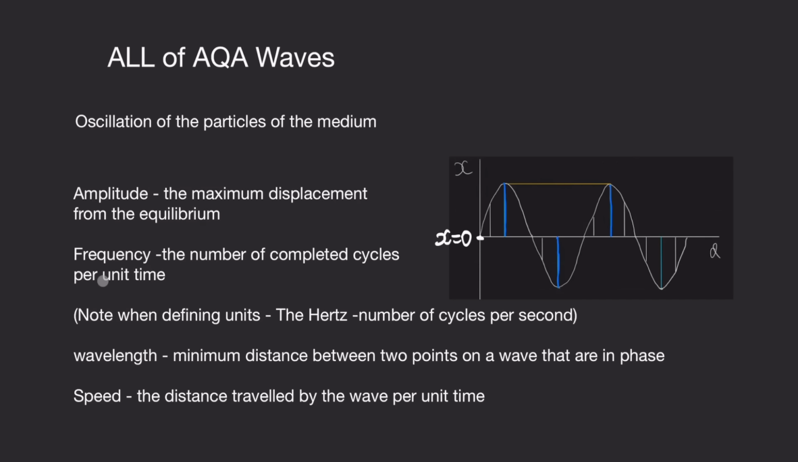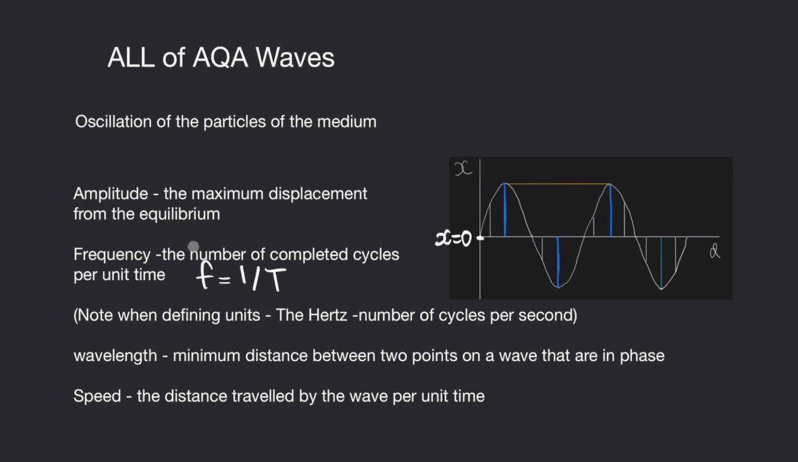On to our next definition, which is the frequency. Remember the equation for the frequency, shall we just write this over here as well, is that frequency is defined as 1 over the time period. And as such, it's defined as the number of completed cycles per unit time.